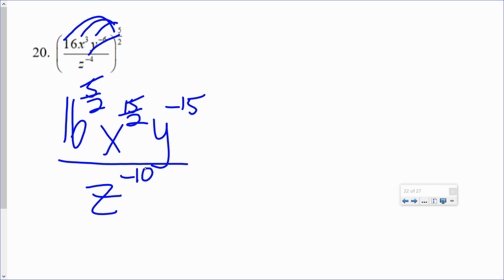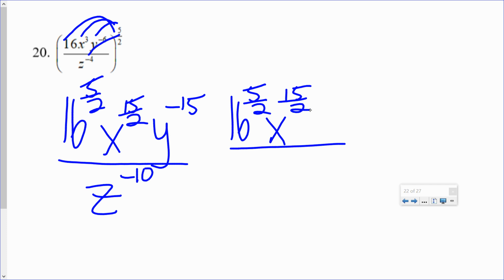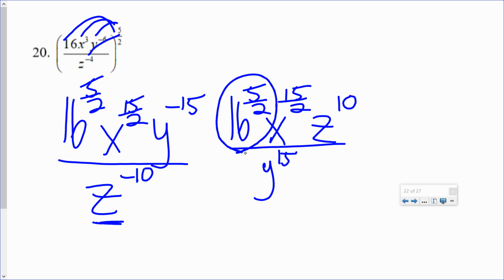Negative exponents are fractions. Is 16 being raised to the negative power? No, so it stays. Is x being raised to the negative power? No, so it stays. Is y being raised to the negative power? Yes, so it moves. Is z on the bottom being raised to the negative power? Yes, so it moves. So if it's on bottom, it moves to the top. Clean it up, MZ. The only thing to clean up here is that.